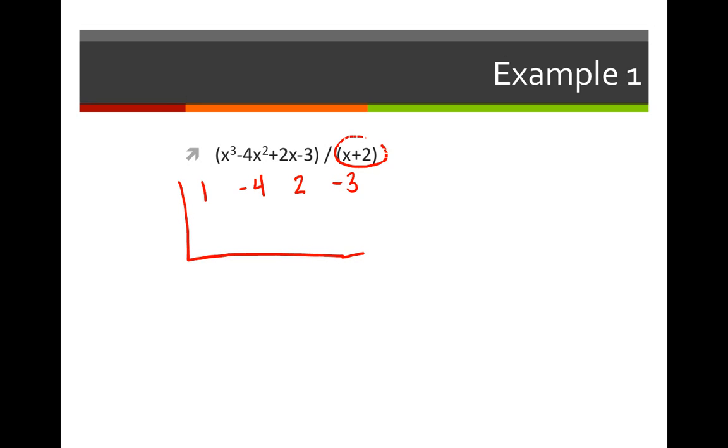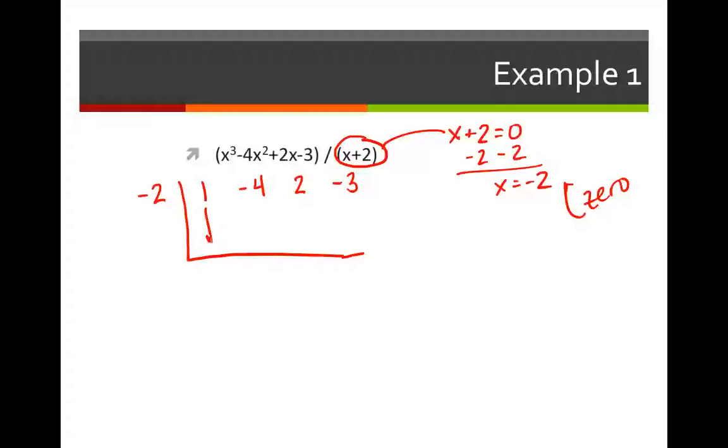Then we look at what we're dividing by, x plus 2. If we set that equal to 0, our 0 is negative 2. So that 0 goes right outside of the box. Then we're going to drop down that first coefficient, putting that 1 below the line. And then we follow a multiplication and addition pattern.